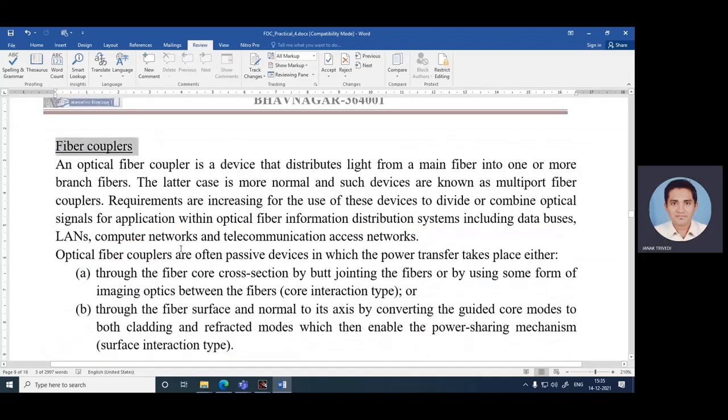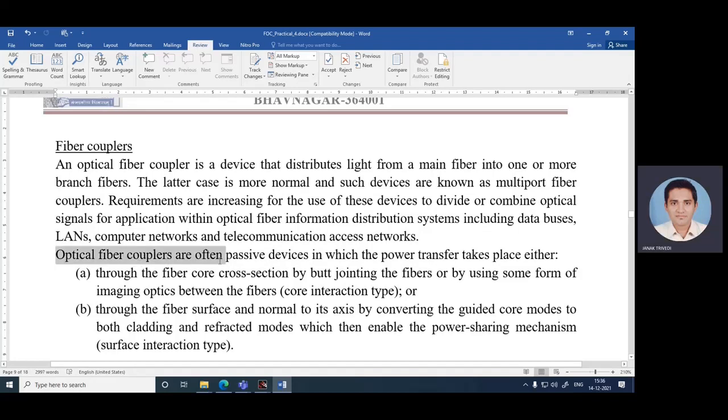Then fiber coupler. An optical fiber coupler is a device that distributes light from a main fiber into one or more branch fibers. The latter case is more normal, and such devices are known as multi-port fiber couplers. Requirements are increasing for the use of this device to divide or combine optical signals for applications with optical fiber information distribution systems, including data buses, LANs, computer networks, and telecommunication access networks.